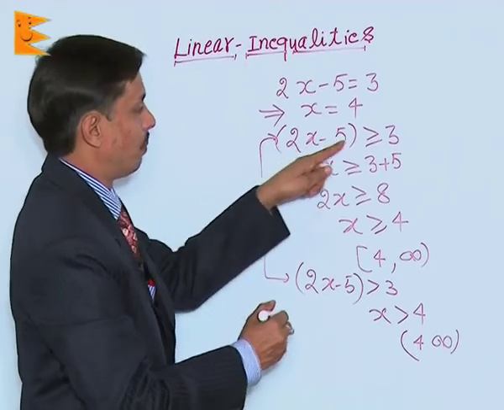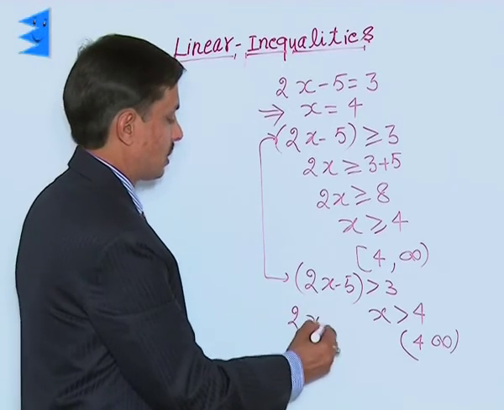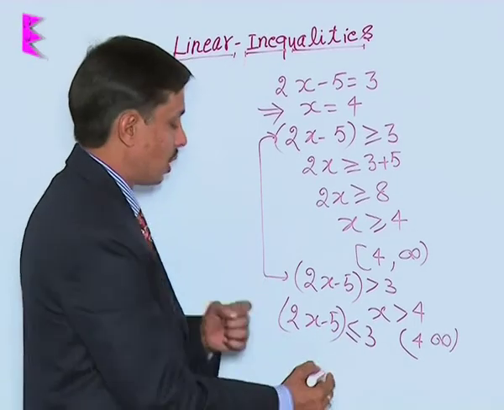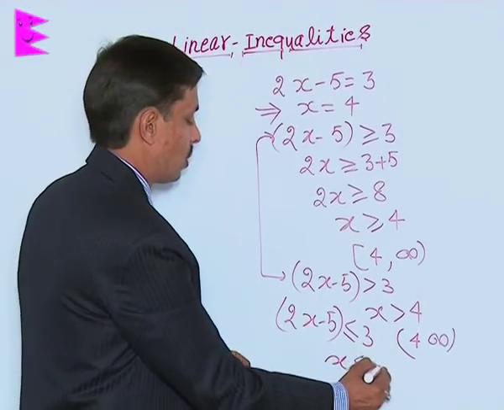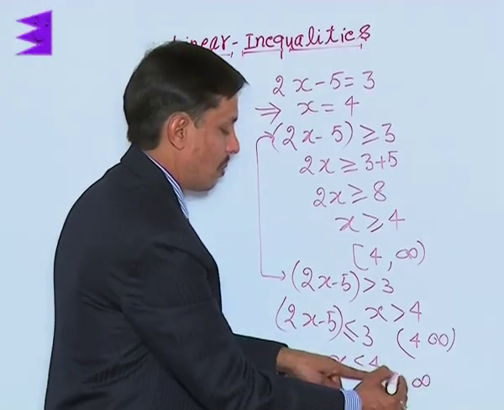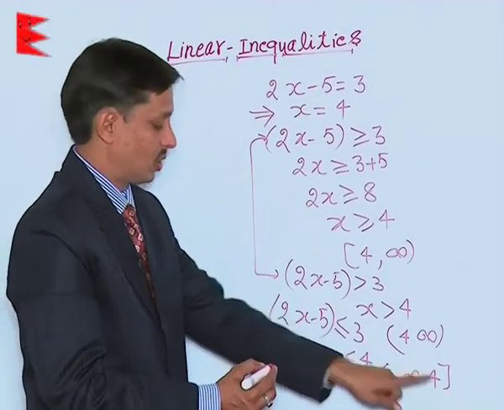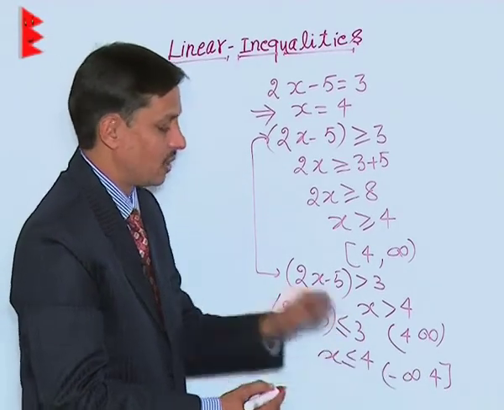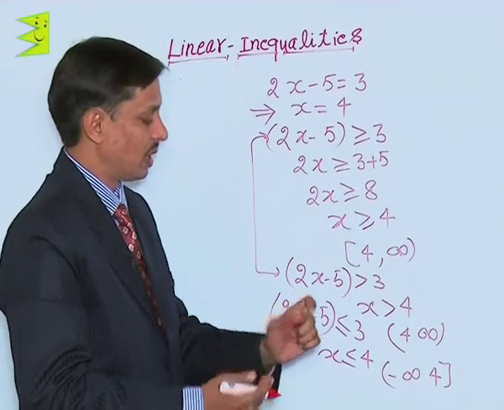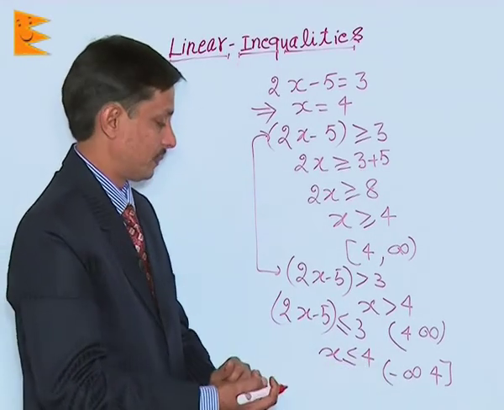Now the question is, in place of greater than or equal to 3, if it is 2x minus 5 is less than or equal to 3, then the solution will be x is less than or equal to 4. And in this situation, the answer will be from minus infinity to 4. 4 is the value which is in the solution set. Minus infinity is not, and plus infinity is not at both places. The reason being infinity is not defined. So we always take an open bracket here.